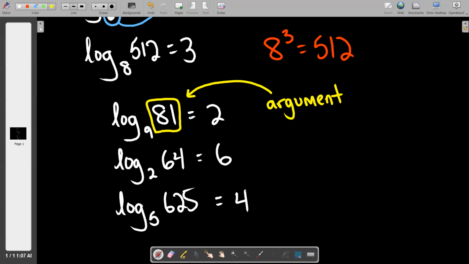If you want more vocabulary, which you probably don't need, but just to be safe, what do you think that 9 is called? That's called the base. You heard me say that. And then what is the quote unquote answer called? It's actually called the logarithm. So basically, those three things: the base goes to the power of the logarithm and equals the argument. That's the relationship that we're coming up with here.